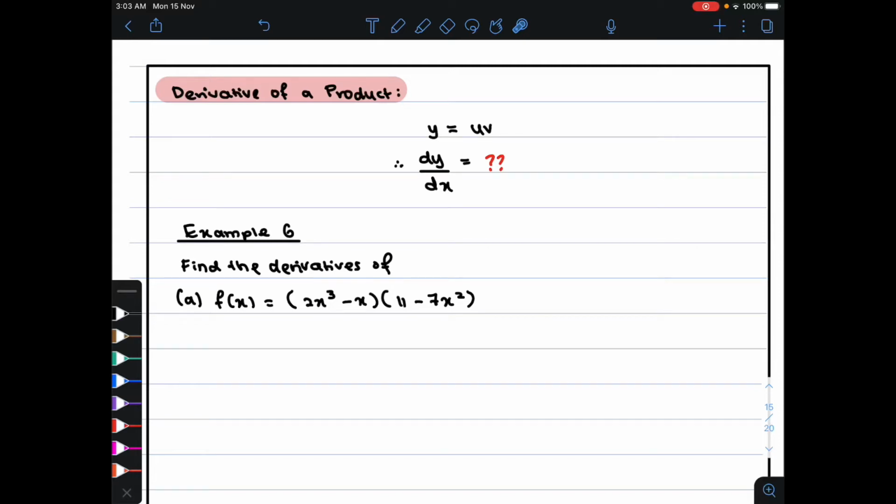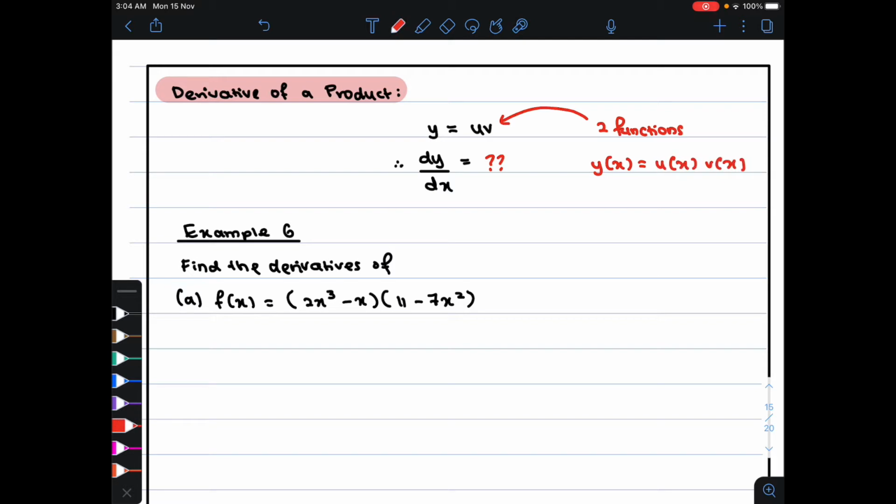Let's continue with derivative of a product. Product means multiplication. So here we have a function y equal to uv. So you can see that here we have a function times with another function. So say that y is in terms of x. Therefore, u and v here should also be in terms of x.